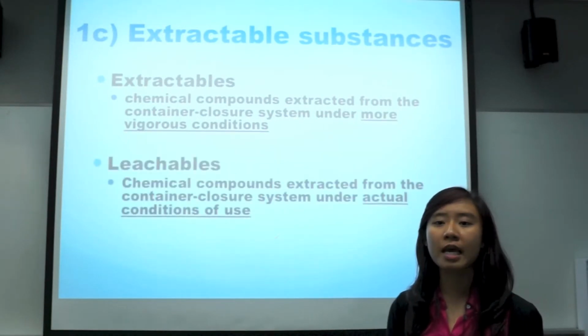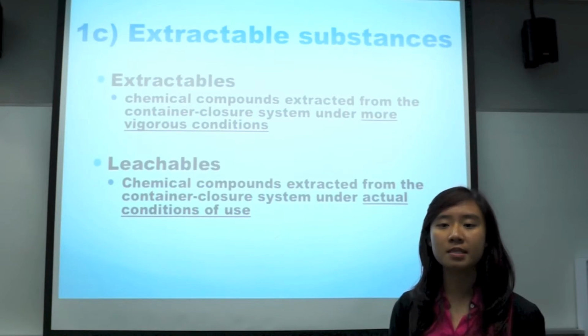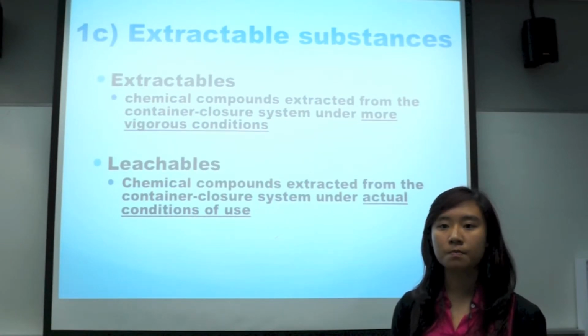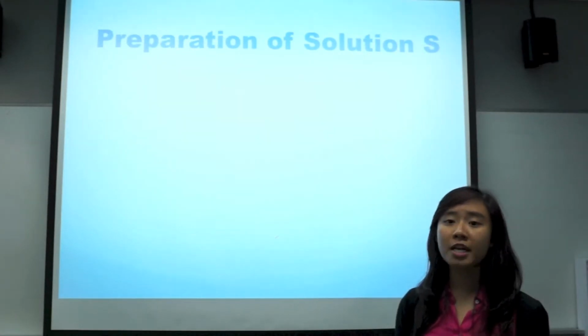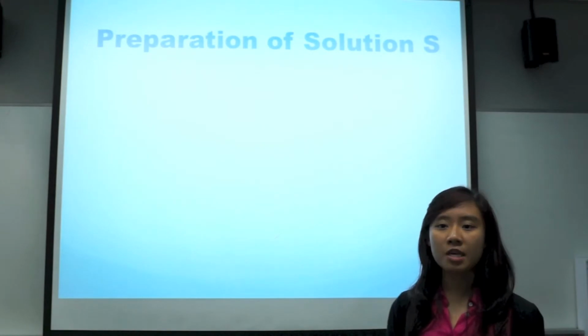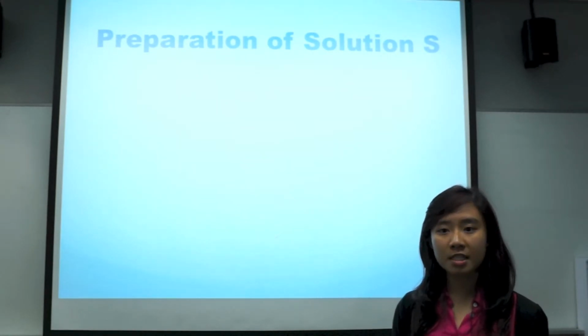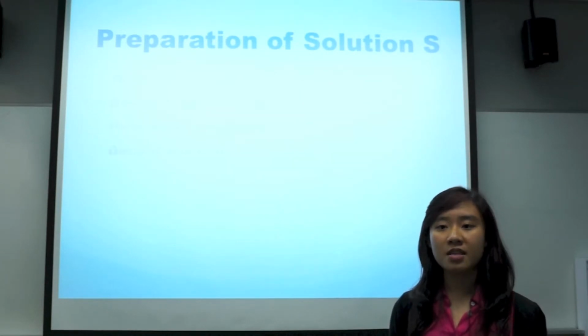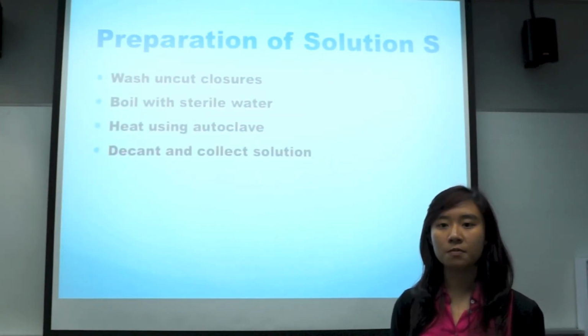While leachables are chemical compounds that are extracted from the same container closure system using solvents and temperatures that are representative of that during the actual use. Firstly, solution S has to be prepared. This would be the solution that is to be subjected to various tests for the extractables of rubber closures, and these are the steps that would be involved.